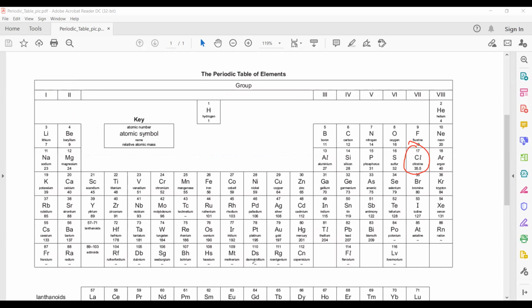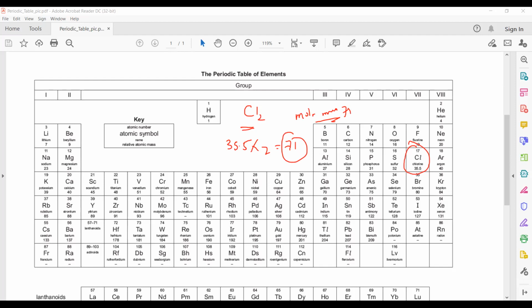That is 35.5, but we need the mass of chlorine molecule, as it's a non-metal, it exists as a molecule. So this is atomic mass, but here we have a molecule. So it will be 35.5 times 2. So 35.5 multiplied by 2, that makes 71. So basically we have the molar mass of 71.